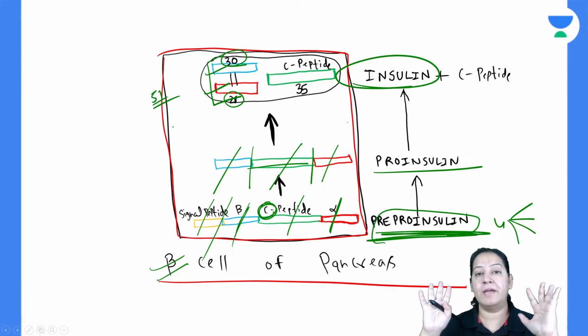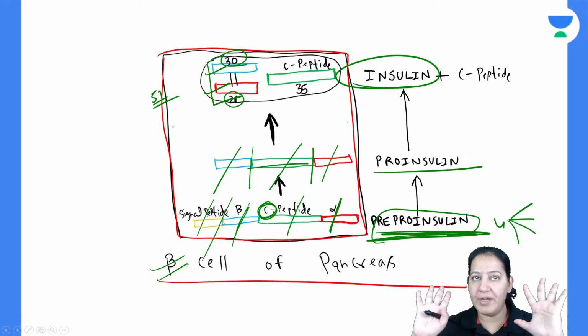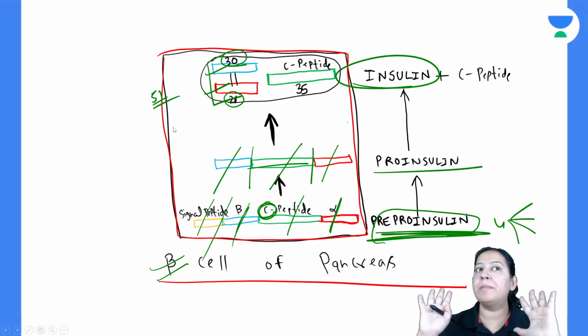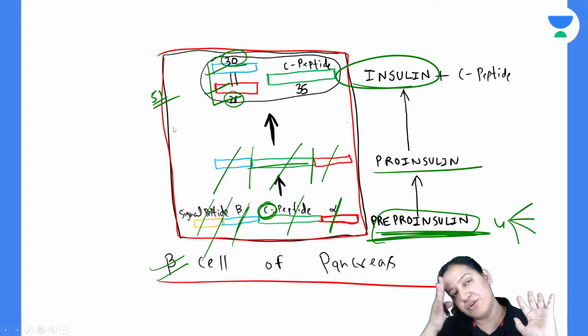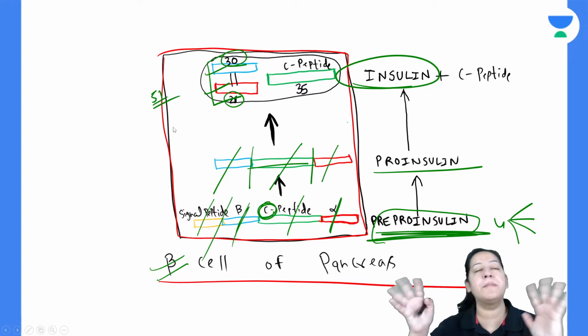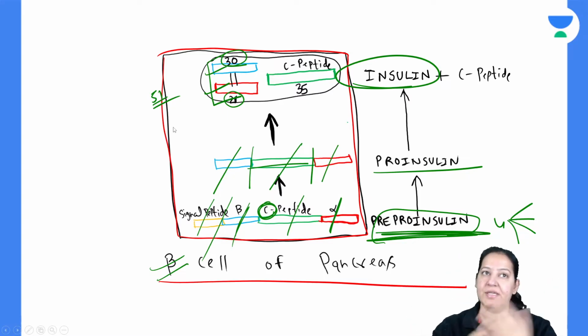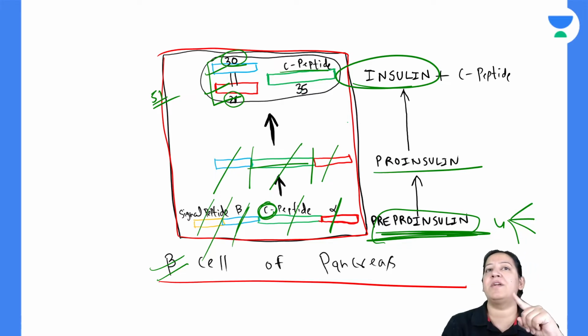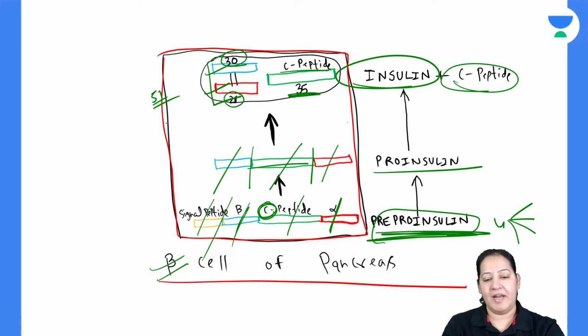Now, the discovery of insulin got a Nobel Prize. You already know that, right? So there are 51 amino acids in the structure of human insulin. Alpha chain 21 amino acids and beta chain 30 amino acids. And a connecting peptide is separated, which is of 35 amino acids. It is separated. So whenever, let me draw a blood vessel.